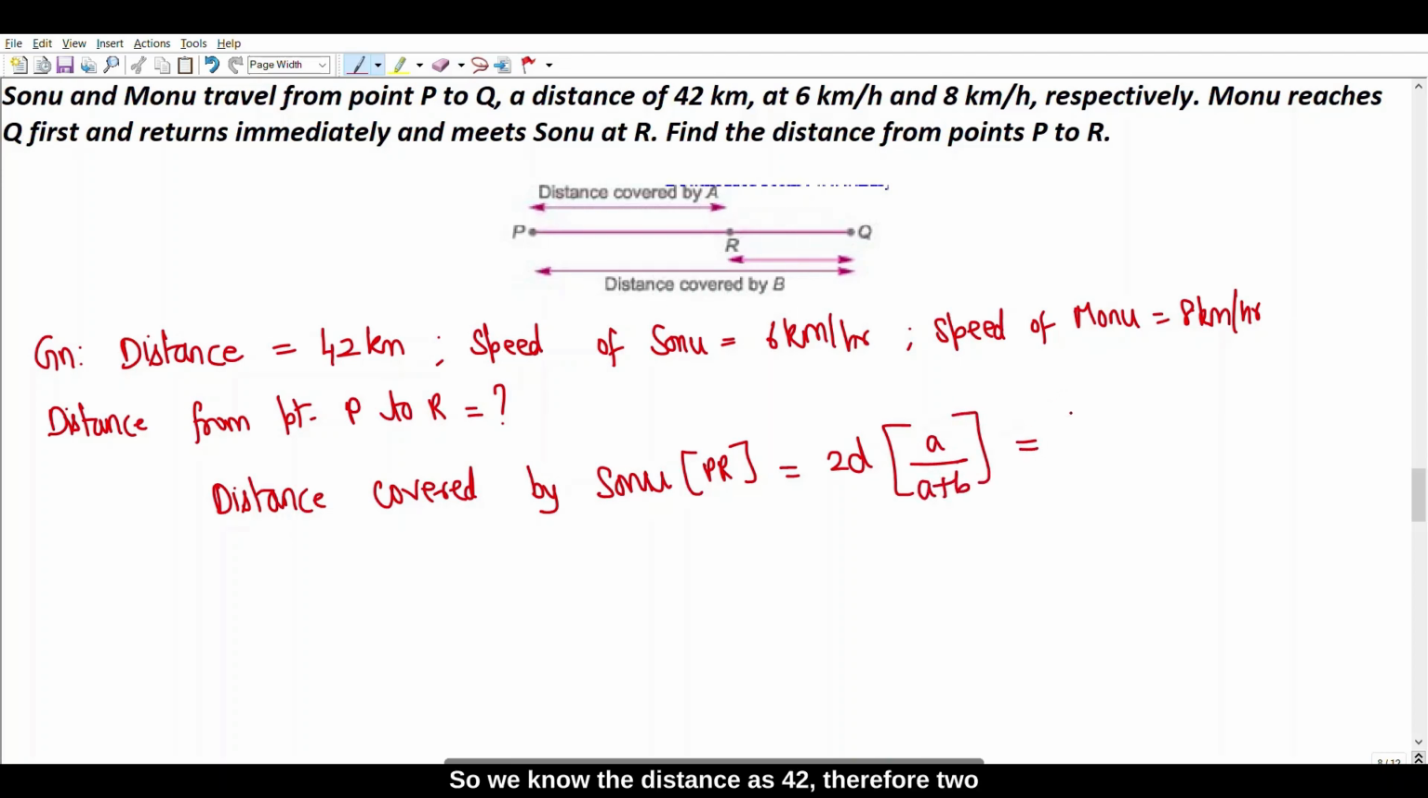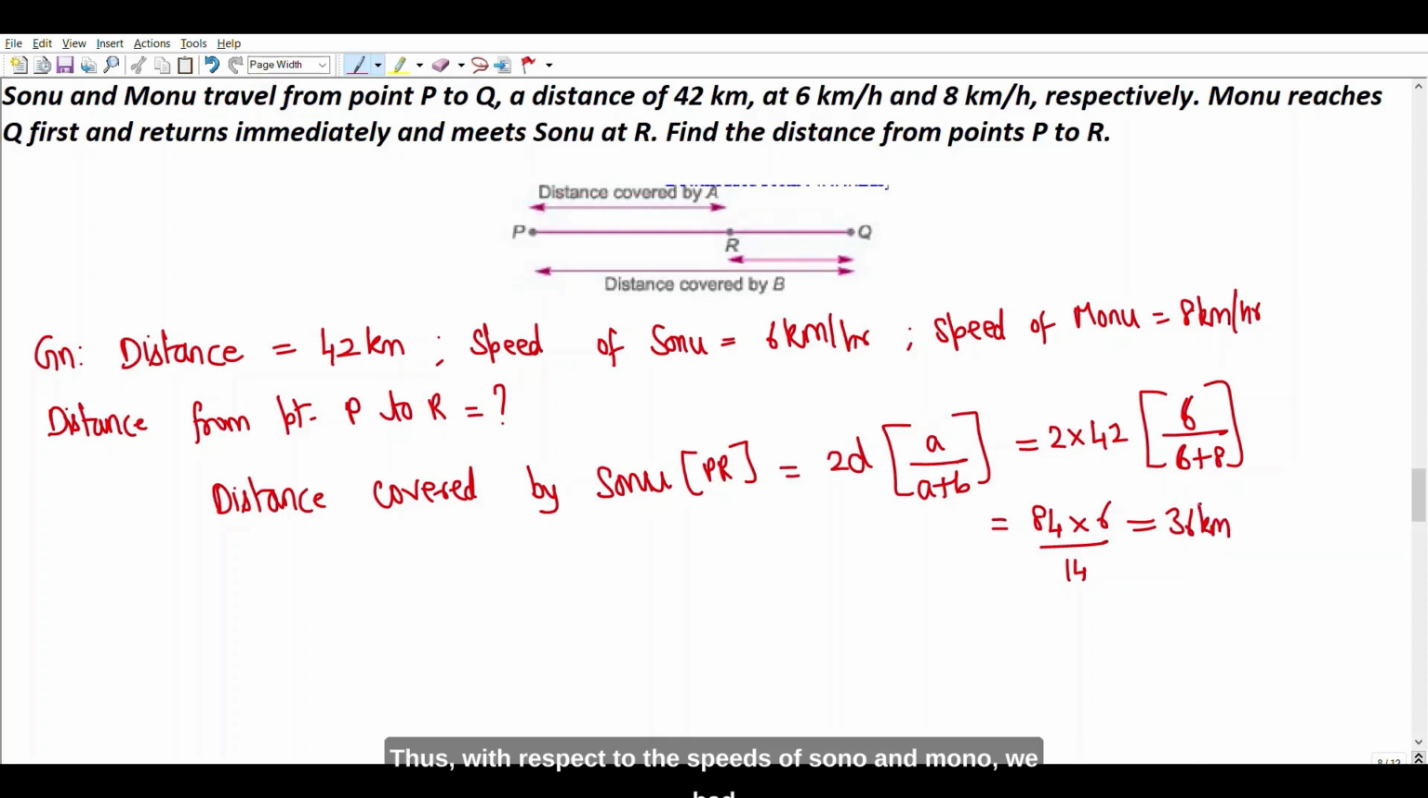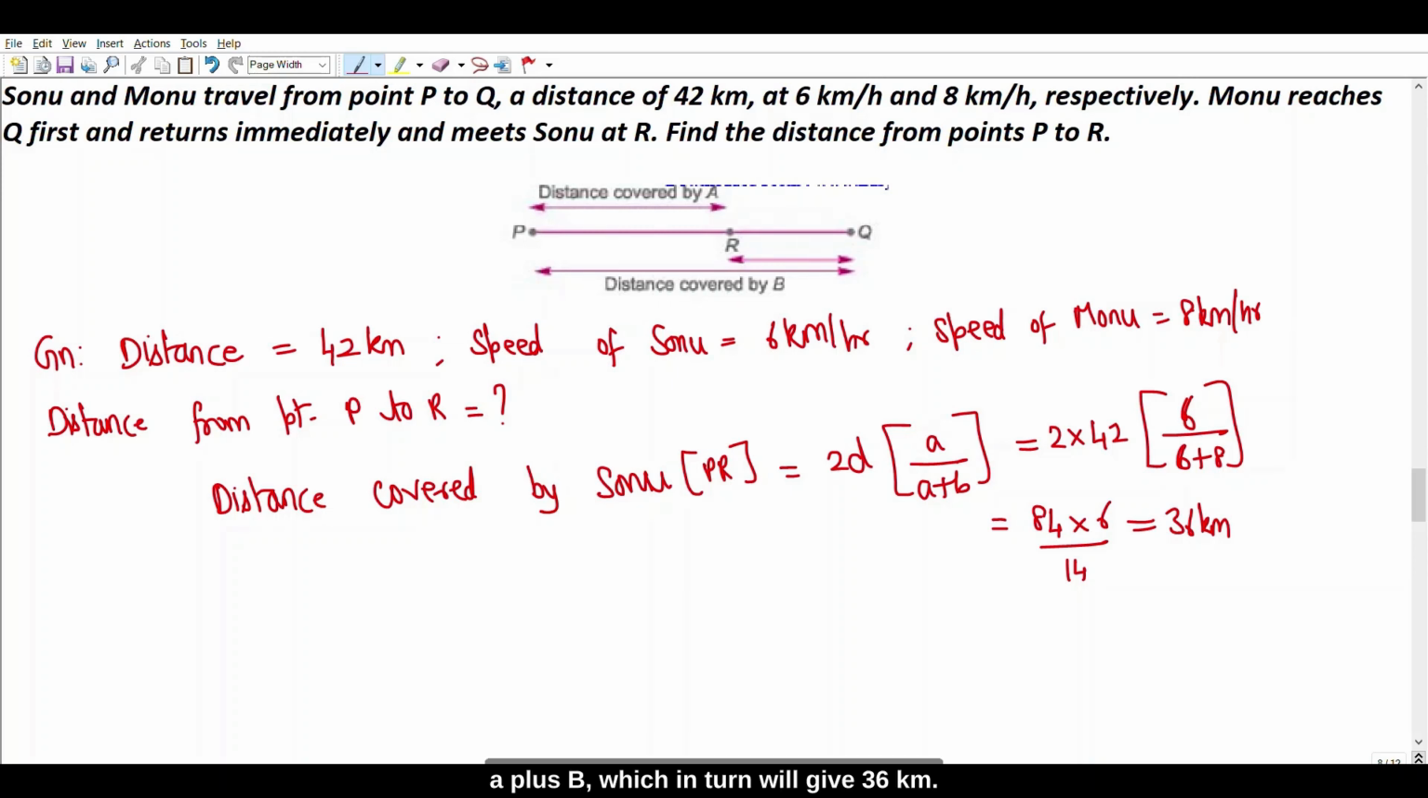So we know the distance as 42. Therefore 2 into 42, we know Sono's speed as 6 km per hour, divided by 6 plus 8. Upon solving this we get 84 into 6 by 14, which will give us 36 kilometers. Thus, with respect to the speeds of Sono and Mono, we found the distance covered by Sono, PR, is equal to 2d times a divided by a plus b, which in turn gives 36 kilometers.